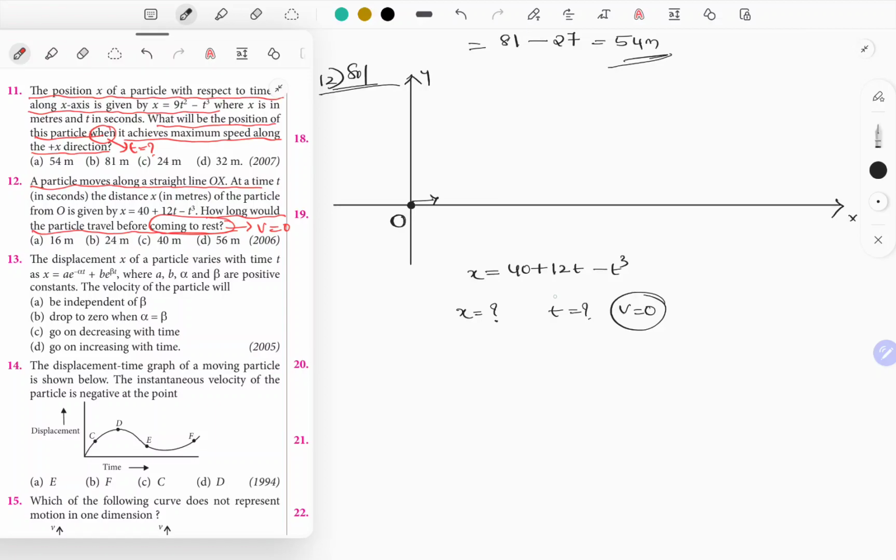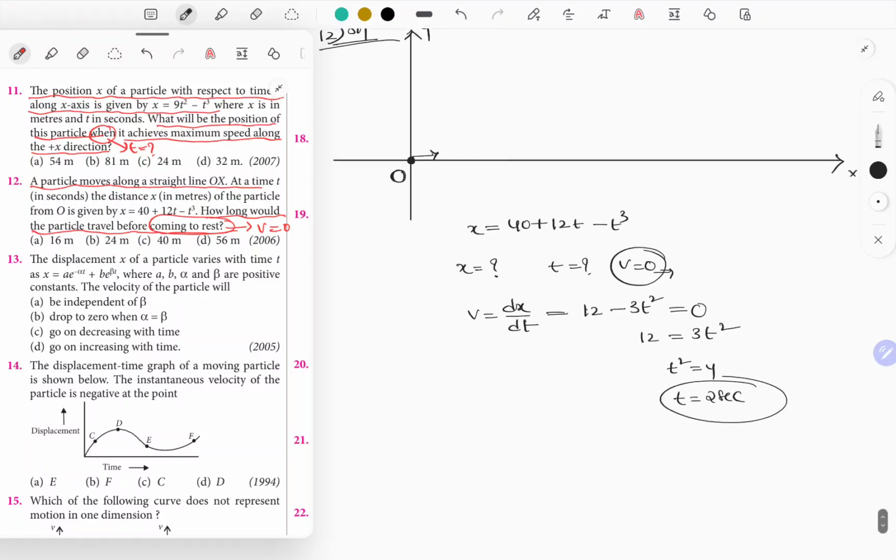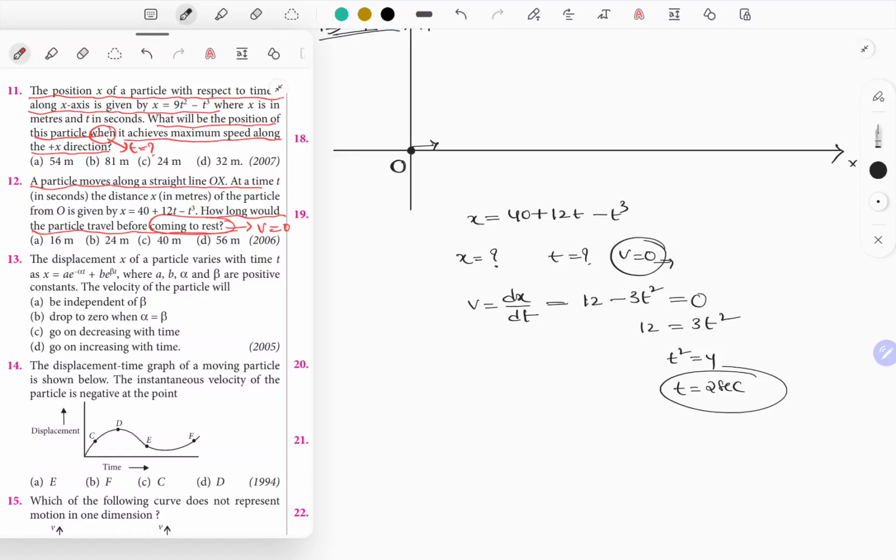Let me explain this. To find out the velocity, they've already given that velocity is equal to zero. To find velocity, I have to differentiate position with respect to time, v is equal to dx by dt, which is 40 differentiated is 0, 12t differentiated is 12, minus 3t square. You have to make it 0 because they said before coming to rest. In the sense, we have to find how much time it takes for the object to come to rest position. 12 is equal to 3t square, then t square is equal to 4, then t is equal to 2 seconds. Actually plus or minus 2 seconds, but we won't consider negative time. Time cannot be negative, right? At this time, the object comes to rest position.